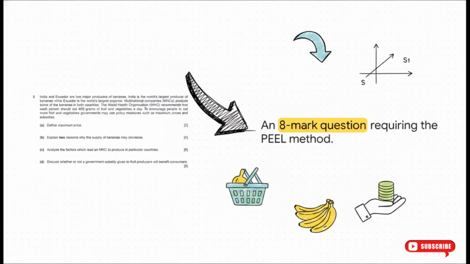Let's see this in action on a real economics paper. Say you're asked to discuss if a government subsidy to fruit producers actually benefits consumers. Don't just list random thoughts that pop into your head. Build a PEEL paragraph. Make your point. Subsidies lower production costs.